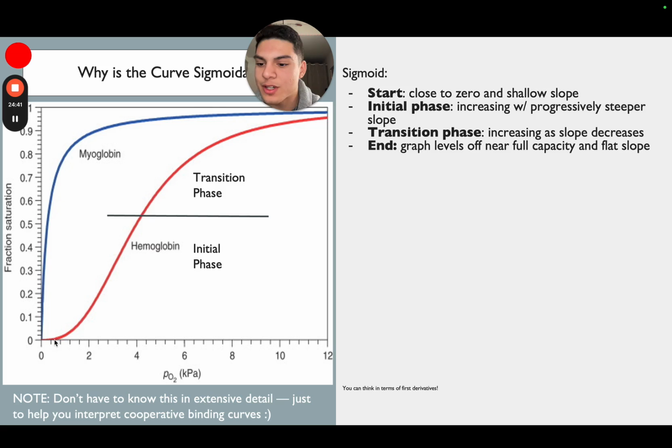So right now, the first derivative is close to 0, so it means it's low affinity, right? First derivative, we're saying that it's kind of proportional to the binding affinity. I don't know if this is true or not. This is just the way I think of it conceptually. But essentially, the initial phase is when we're increasing with progressively steeper slopes.